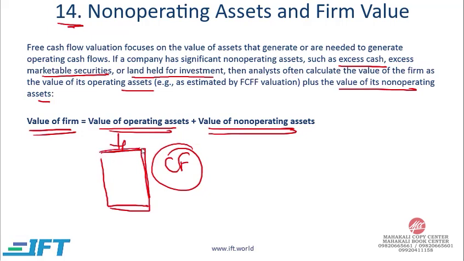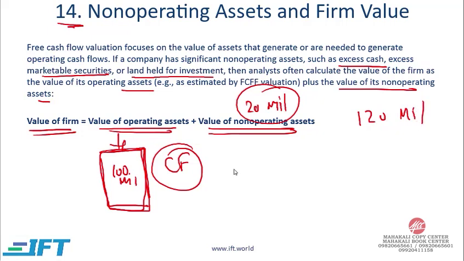Now, let's say that this present value is 100 million. In addition to these operating assets, a company has 20 million in marketable securities that have nothing to do with the operations. Doesn't this 20 million also add to the value of the firm? It does, because it is in the firm's bank account, let's say. Therefore, the total value of the firm in this scenario is 120 million.